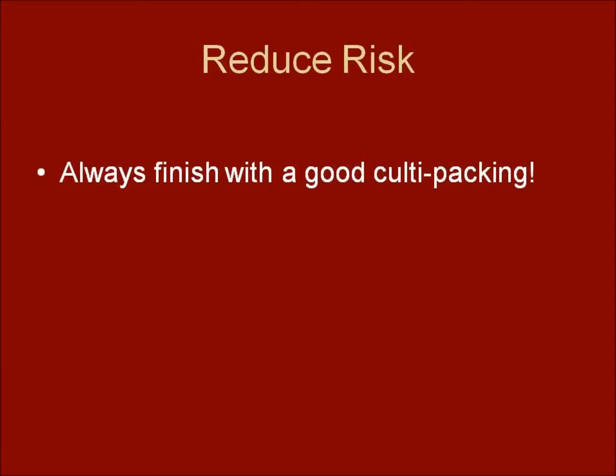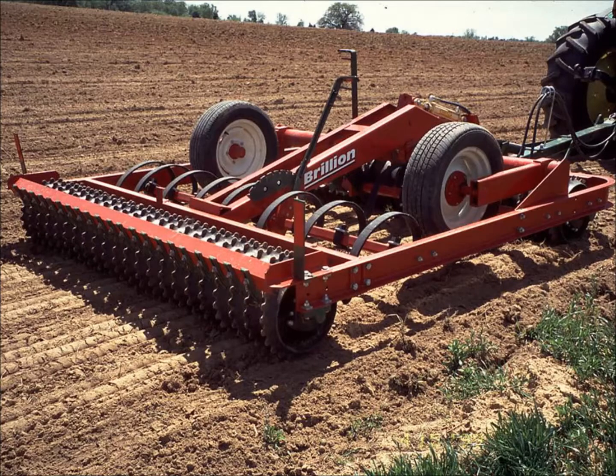Another way to reduce the risk is to finish when we're through, or if you have a machine that already has one mounted on it, cultipacking. That seems to be something that's very important, whether you're planting seeds or sprigs. If we can go over that with a cultipacker or a roller, it seems to really help those seeds to germinate, or those sprigs to really start growing. So it's a good idea to do that if at all possible.